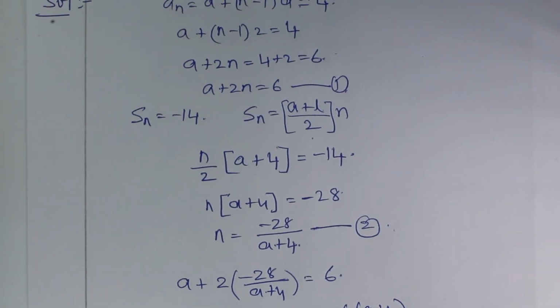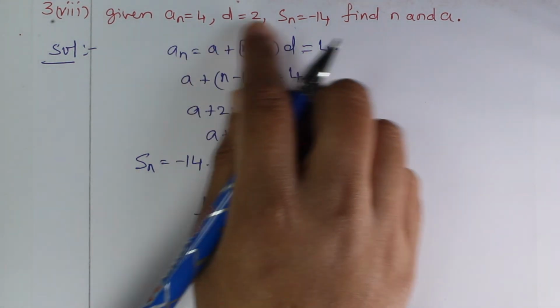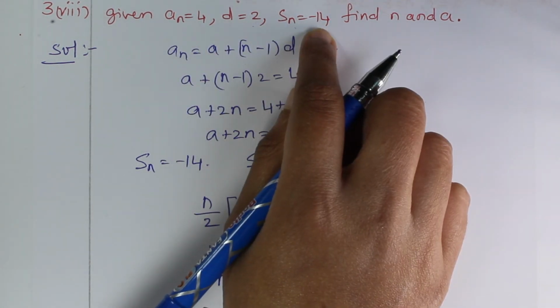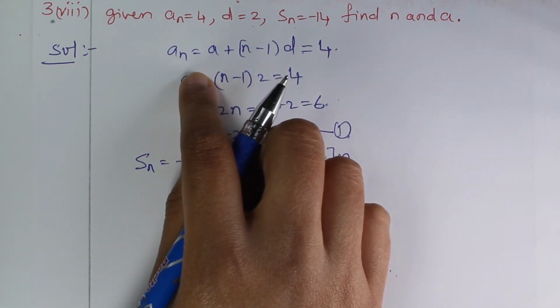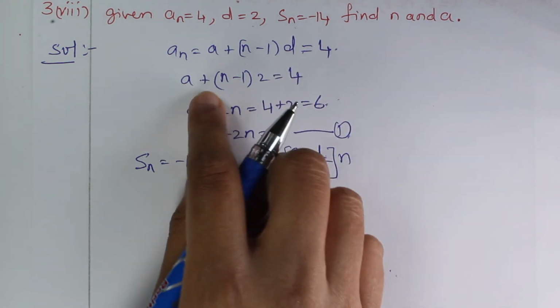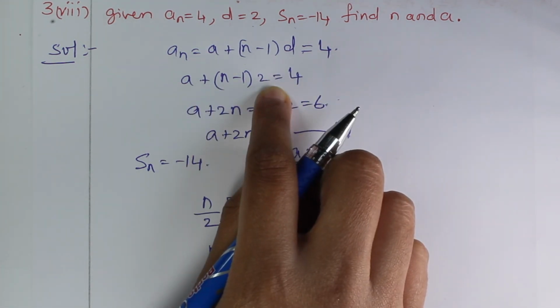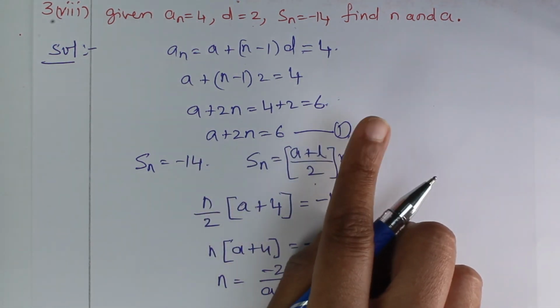Hope this is clear for you. I will explain the problem once again. He has given an is equal to 4, d is equal to 2, Sn is equal to minus 14. We have to find out the value of n and a. So we know the formula of an, right? An is equal to a plus n minus 1 into d, which is equal to 4. I have substituted the value of d here as 2 and I got the equation a plus 2n is equal to 6. This is the first equation.